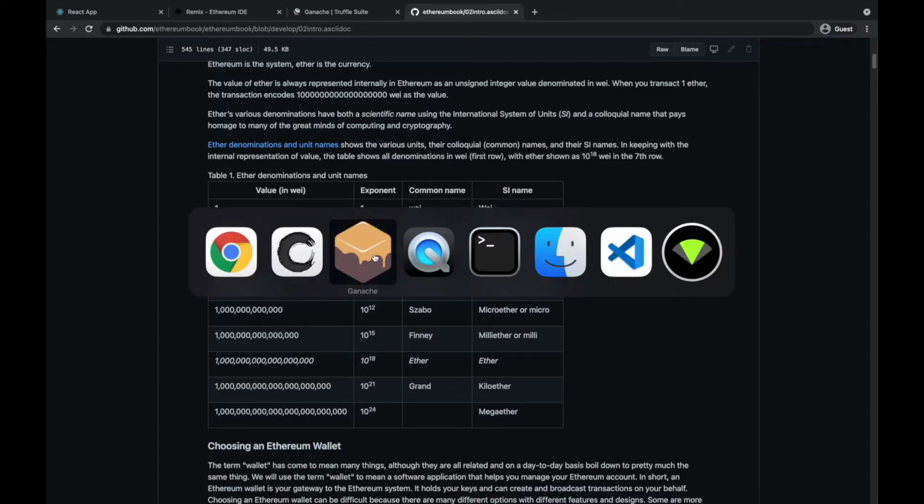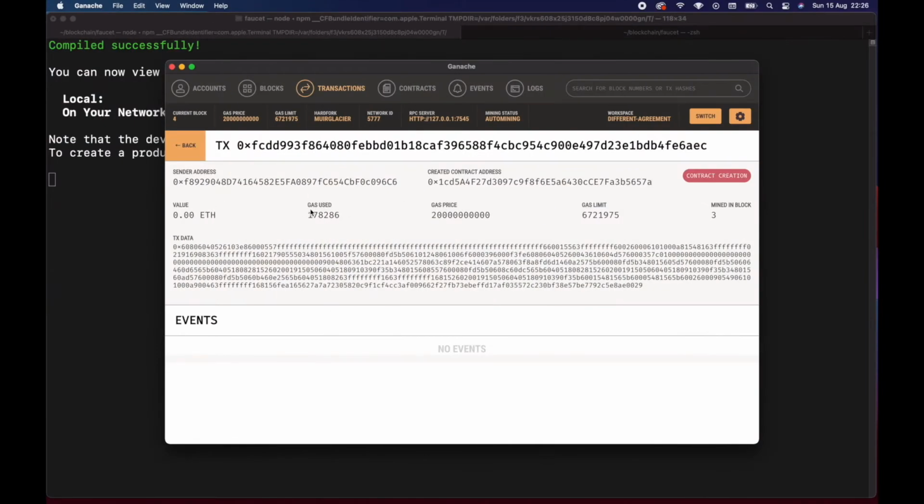Now let's take a look at these transactions here. We are saying that we are willing to pay for this amount of gas, and we are willing to pay this price for the gas.